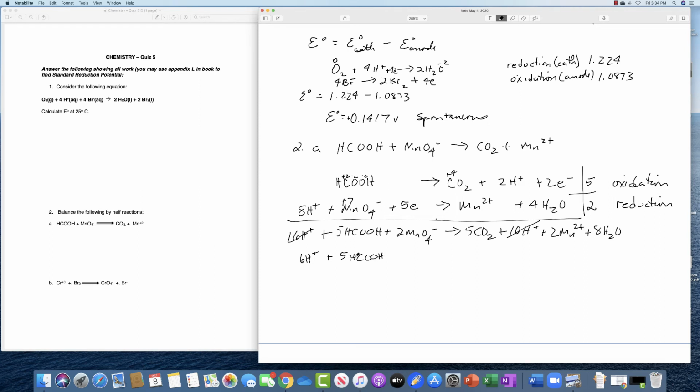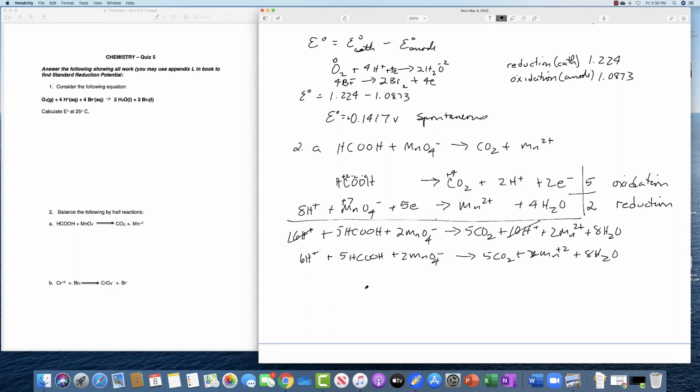5HCOOH plus 2MnO4 minus goes to form 5CO2 plus 2Mn2 plus plus 8 H2O. Now to check, this is the final answer.